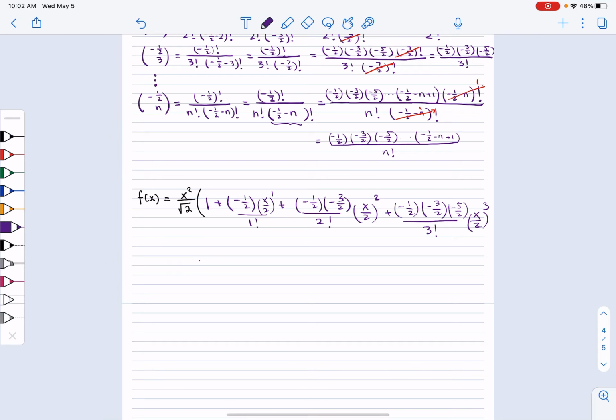Let me write it down. So let's say plus, and then we're going to have a negative 1/2, negative 3 over 2, negative 5 over 2, negative 7 over 2, and then you're going to continue up until negative 1/2 minus n plus 1 over n factorial times x over 2 to the nth power.